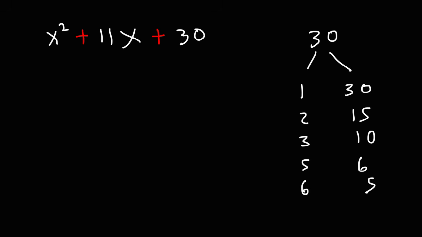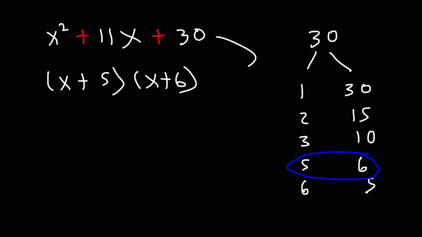Now, which pair of numbers multiply to 30 but add to 11? Well, we know that 5 plus 6 add to 11. So the answer is going to be x plus 5 times x plus 6. So that's how we can factor x squared plus 11x plus 30. That's what you can do if the leading coefficient is equal to 1.